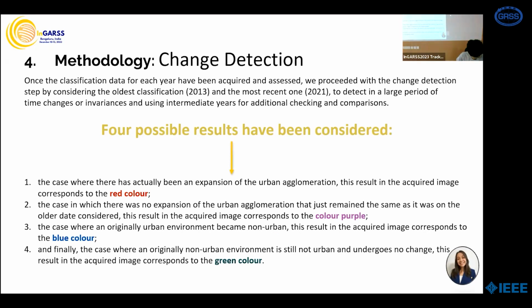The first one is the case where there has actually been an expansion of the urban agglomeration, and this is reported as a red color. The case in which there was no expansion of the urban agglomeration and it just remained the same as it was on the older date considered is in color purple. The third case is where an originally urban environment became non-urban, and this result is represented as blue color. And finally, the case where an originally non-urban environment is still not urban and undergoes no change is reported as green color.